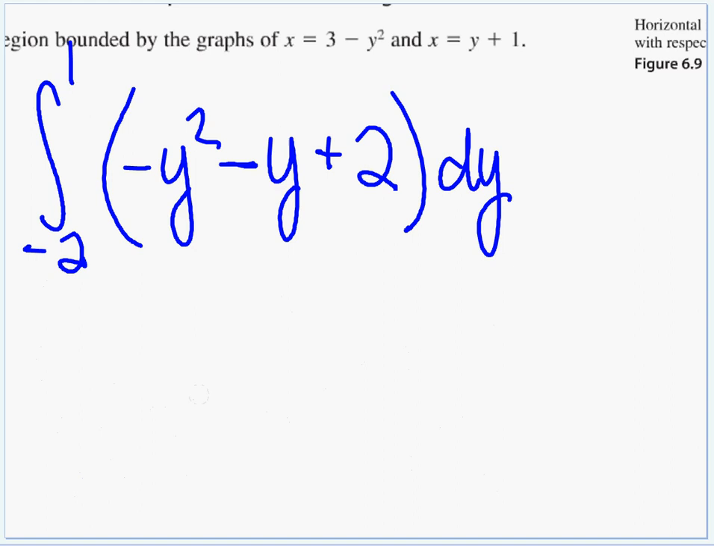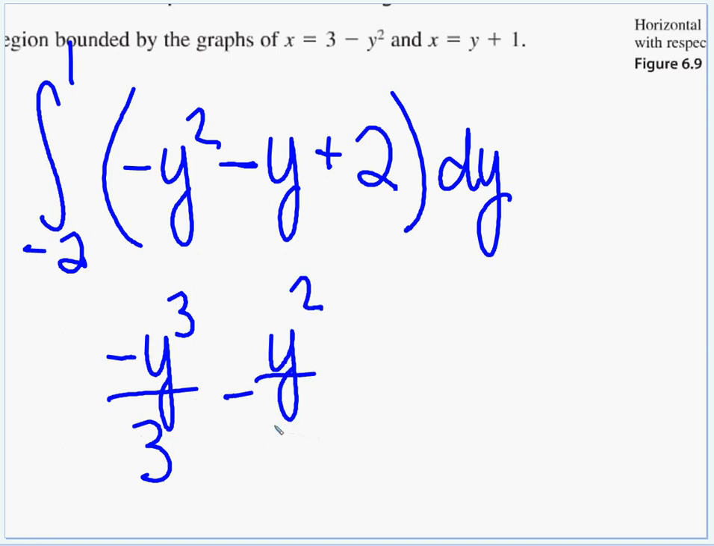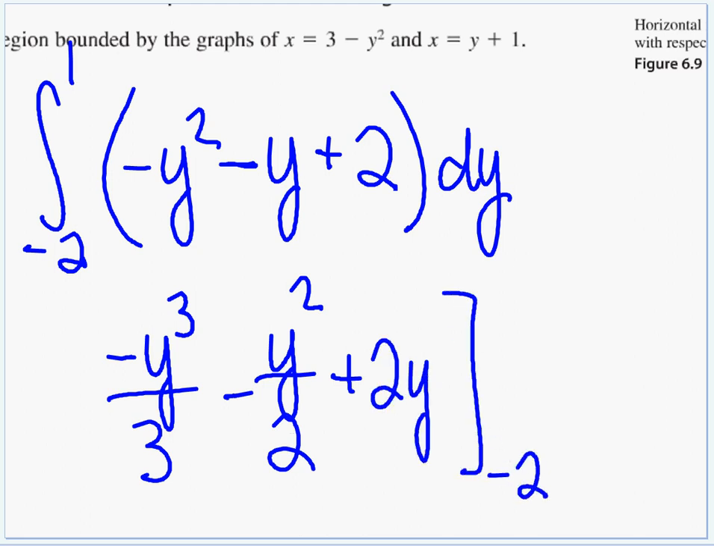So just a nice power rule. We are going to raise the power by 1 and divide by the new power. Raise the power by 1, divide by the new power. The constant gets a variable attached. And we've got negative 2 at the bottom, and we've got positive 1 at the top.